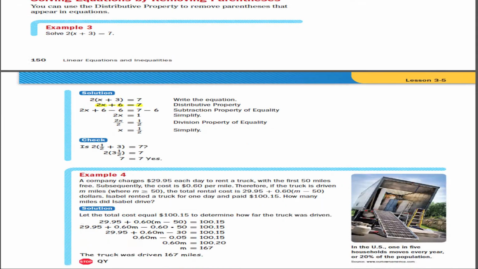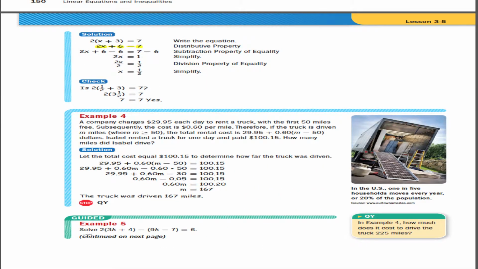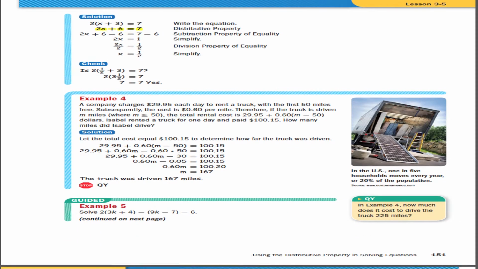This last problem is another context kind of problem. What does it cost to do a rental? You're going to end up with a place where you have to clear parentheses using the distributive property. So we do that. We clear them out. We simplify it. We're now back into a form of an equation we know how to solve. We can solve it to find out what's next. I'm going to come back to guided example 5 after I've gone through some examples, and we'll pick that up at the end of this.